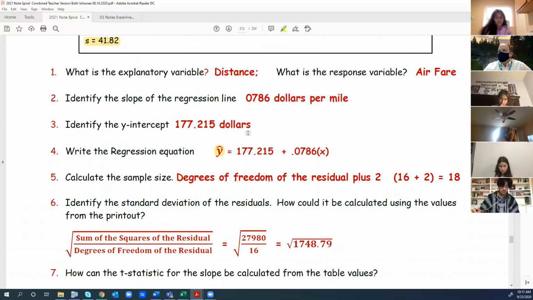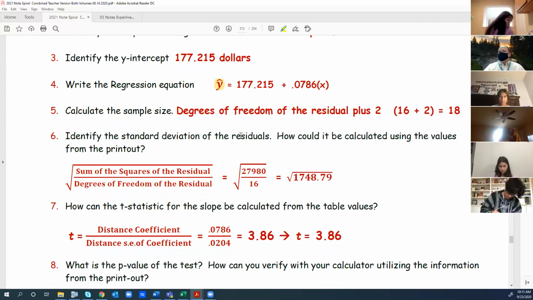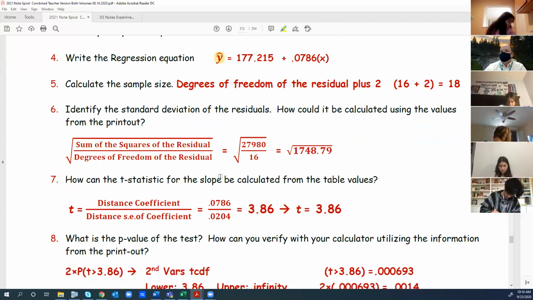The next thing it's going to ask you for is the T statistic. We don't need to know this for this test. You will not need to know this till the spring. It'll ask you for the p-value. You do not need to know it for this test. You'll need to know it for the spring.